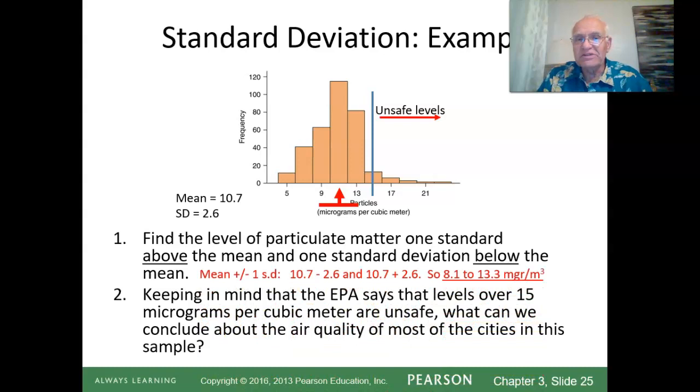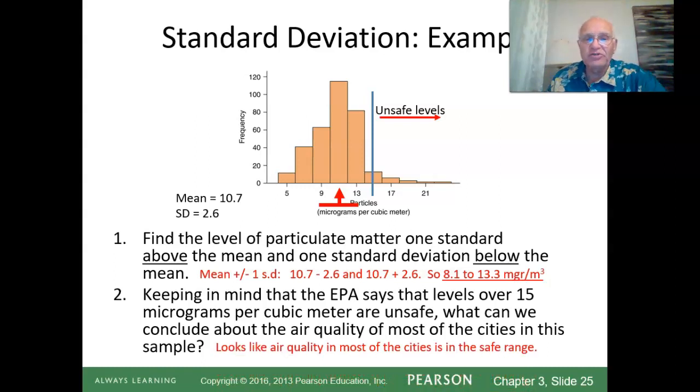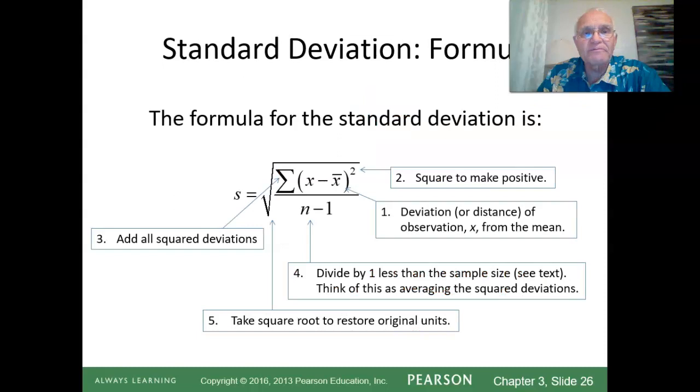So the 8.1 to the 13.3, I may have said 8.9 earlier. 8.1 to 13.3 is the typical range of data. And down here it shows that most of the cities are in the safe range, but there are a few examples of cities above that.